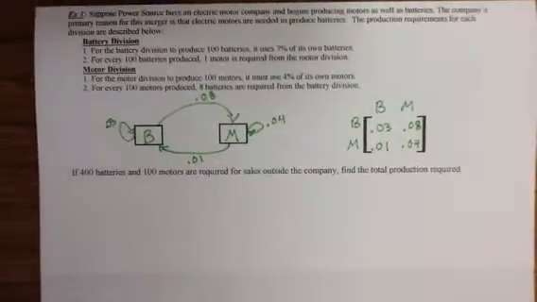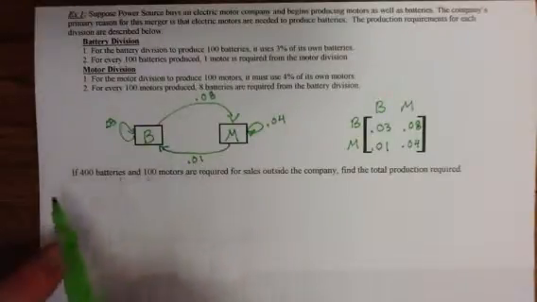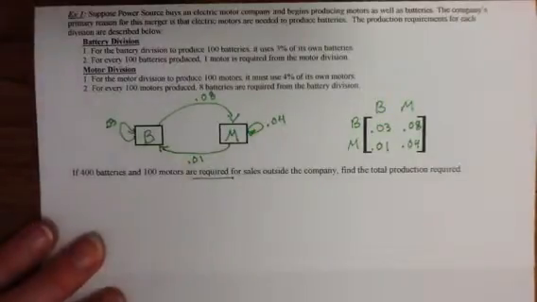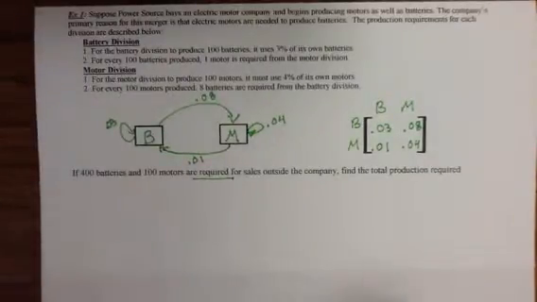There we go. So it says if 400 batteries and 100 motors are required for sales outside the company, find the total production required. So we're looking for our production, and they have given us the demand because it's what's needed. That's a key word here. Needed or required, something that's going to tell us that that's how much is necessary for them to output or to sell or is needed by anyone in the economy.